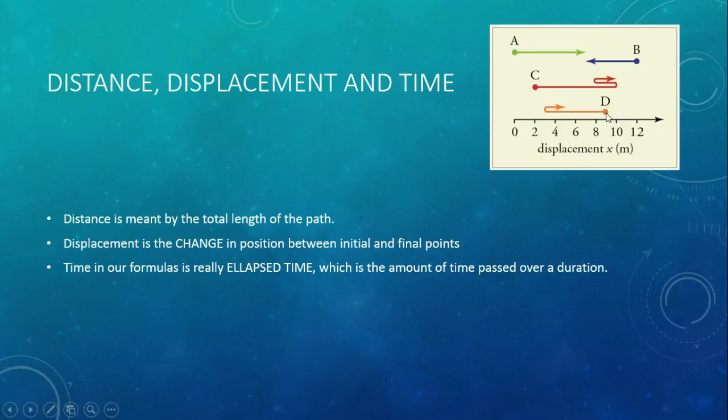And same thing with D. D was at 9 and moved to 3. So 9 to 3 is 6. And then it went back 2 meters. So the distance it traveled was 8, but the displacement is only 4. So that's the difference.